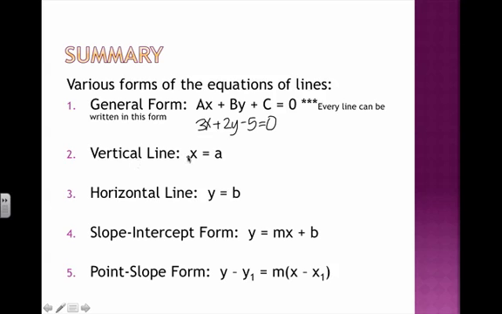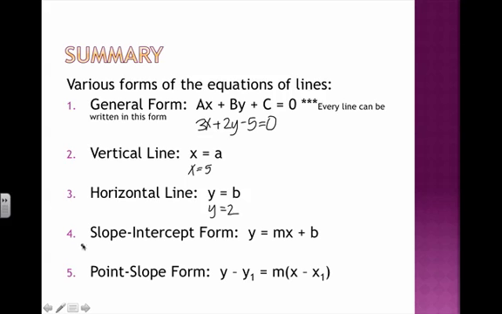Remember, you will have a vertical line if x equals a constant. So for example, x equals 5 would be a vertical line going through the point 5, 0. A horizontal line will be the equation y equals a constant, and specifically this will be your y-intercept. So for example, y equals 2 is a horizontal line going through the point 0, 2.